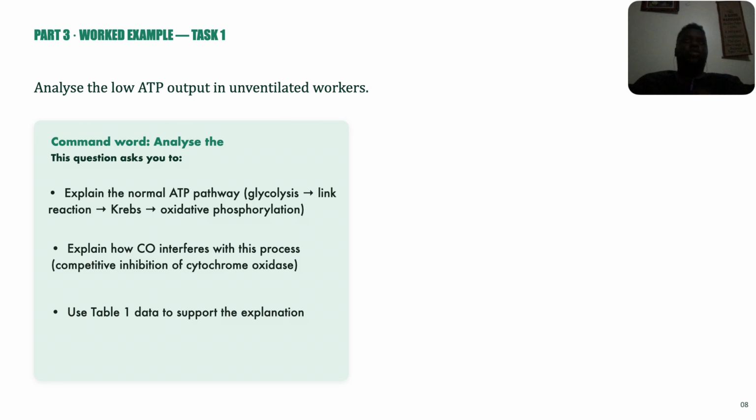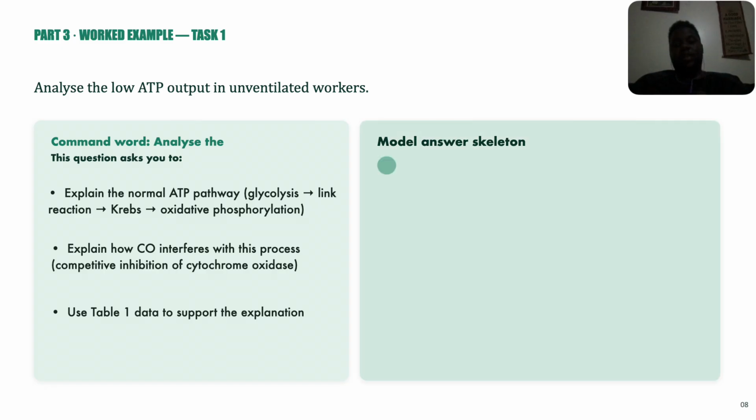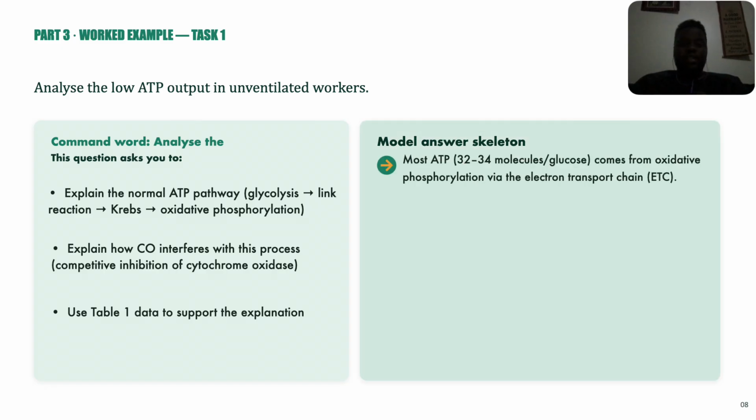So according to me, this is how an answer would look. Now, of course, this is a skeleton, but it has the things that I think would be very important. Number one, you must explain to us that most ATP comes from the electron transport chain. So you have to provide us with the data, 32 to 34, the theoretical data.